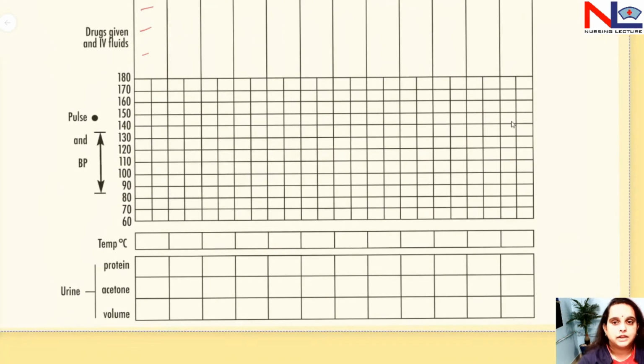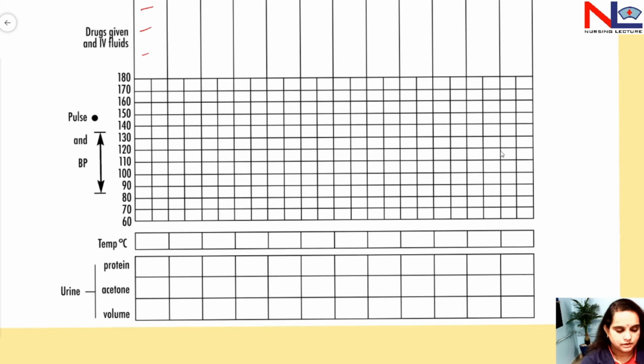Now next come the maternal parameters. So here is the pulse. The pulse you need to write here by a dot, likewise, and you need to record it every 30 minutes, same as the FHR, and then you need to connect all these dots by a straight line. So the pulse rate is recorded every 30 minutes by a dot, and you just join these dots by a single straight line. Then next, blood pressure.